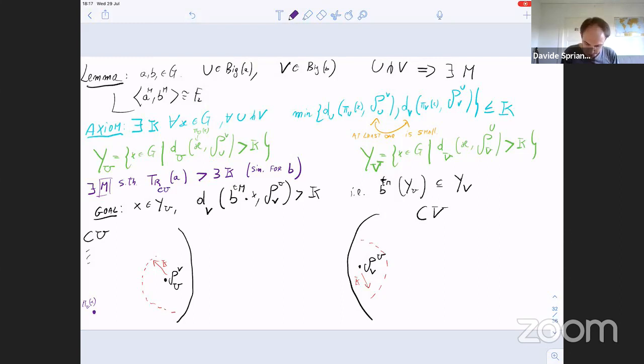Okay, very well. Now let's look at the consistency axiom. Sorry, Sam asks if it should be translation length of A to the M. Yes, correct. Thank you very much. Otherwise, yes. Very important.